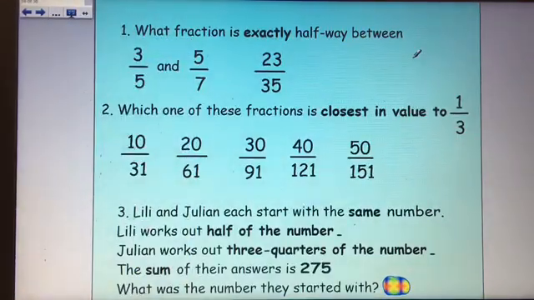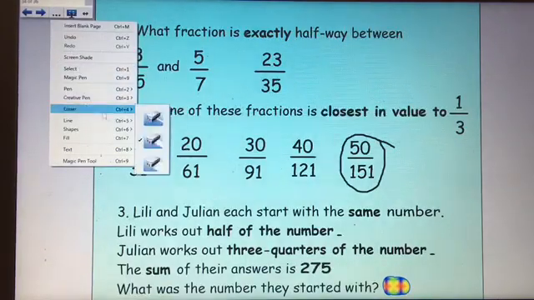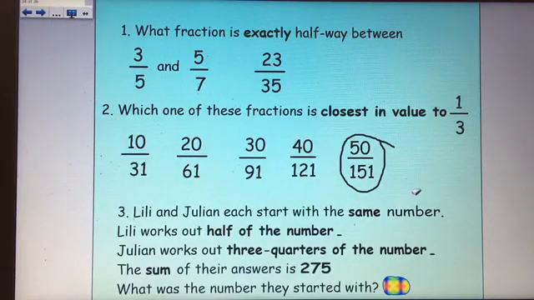Number 2. Which of these fractions is closest in value to a third? Well, hopefully you've worked out, because this is the highest number, 50 over 151, that would be closest to a third. And last question, Lily and Julian each start with the same number. Lily works out half the number. Julian works out 3/4 of the number. The sum of their answers, if you added their answers together, is 275. What was the number they started with?